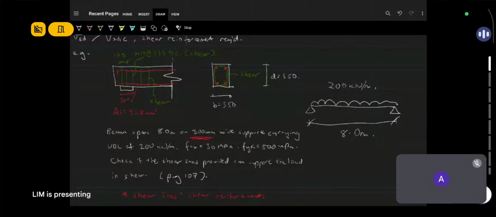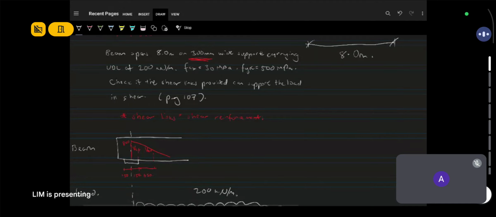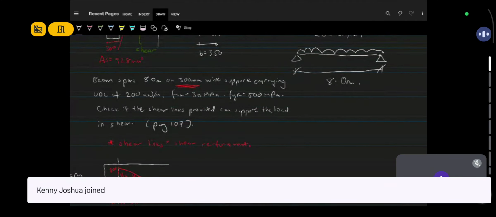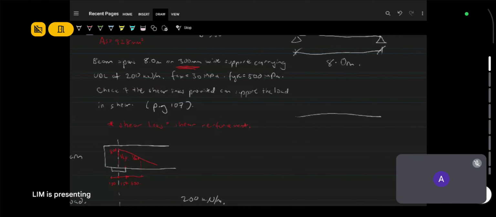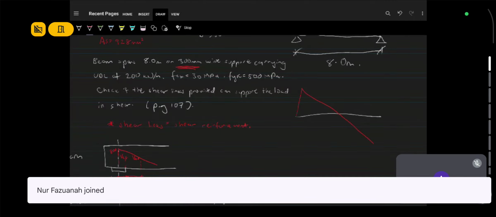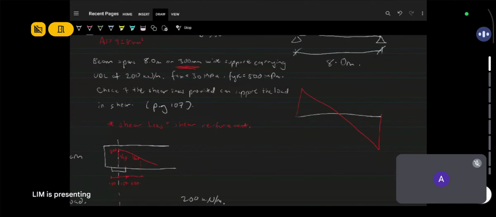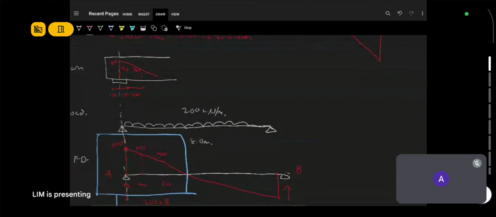To do that, first of all, you need to know what shear force you are dealing with. They've given you a load, but they haven't given you a shear force. So you need to calculate the shear force itself. What we did last week, we calculated the shear force, and it looks something like this.